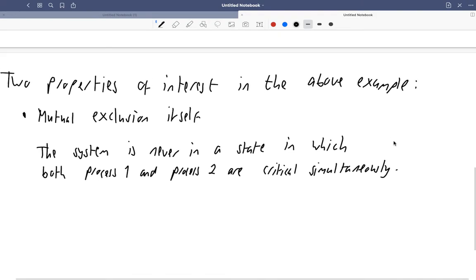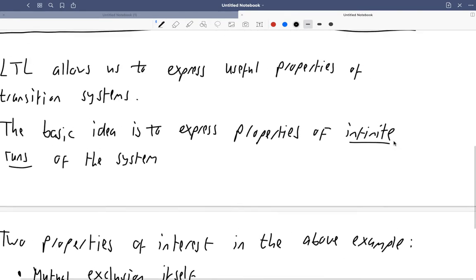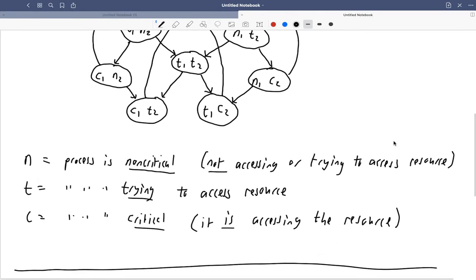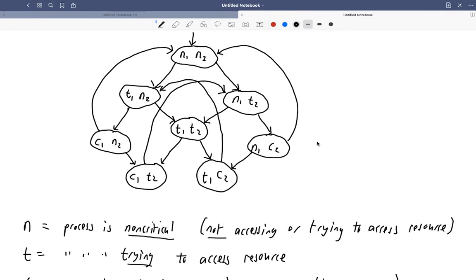Now this does not look very exciting, because when we look at our model, well, what we're saying is the system will never be in a state in which both C1 and C2 hold in the state. So we will never end up in a bubble in which C1, C2 holds.